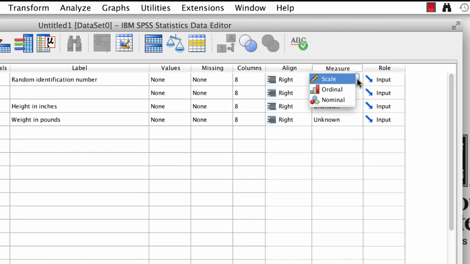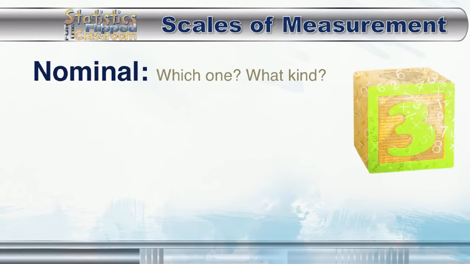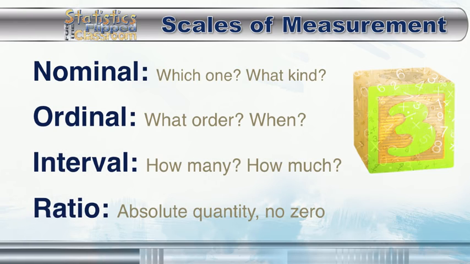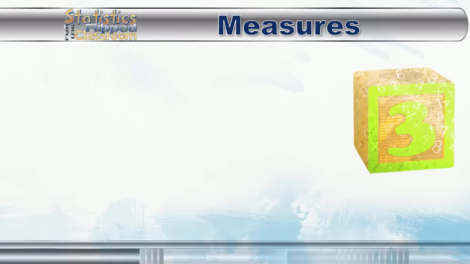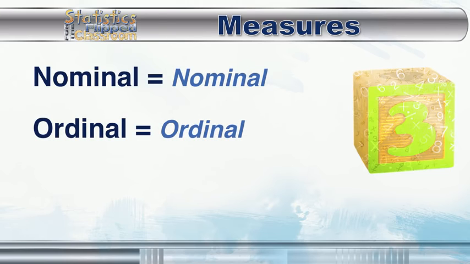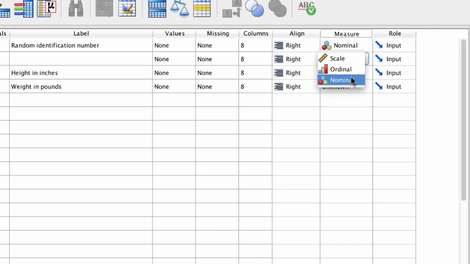Measure specifies the scale of measurement that you will be using. Now, any statistics textbook will tell you that there are 4 scales of measurement: nominal, ordinal, interval, and ratio. So in SPSS, nominal is called nominal. Ordinal is called ordinal, but interval and ratio are both called scale. Both of these variables are nominal. We'll leave these two set to scale.